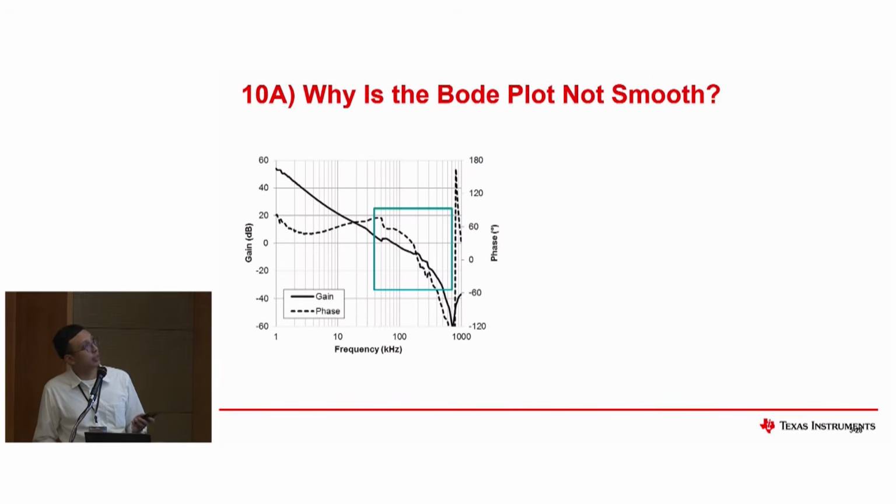Okay, so for the last one, we have 2 parts. This is more on the Bode plot measurement. So why is the Bode plot not smooth? You could see here, compared to the previous Bode plots that we provided, it has some shoot-ups, especially at the higher frequency range. So what can possibly be causing these shoot-ups at the higher frequency for the Bode plot?